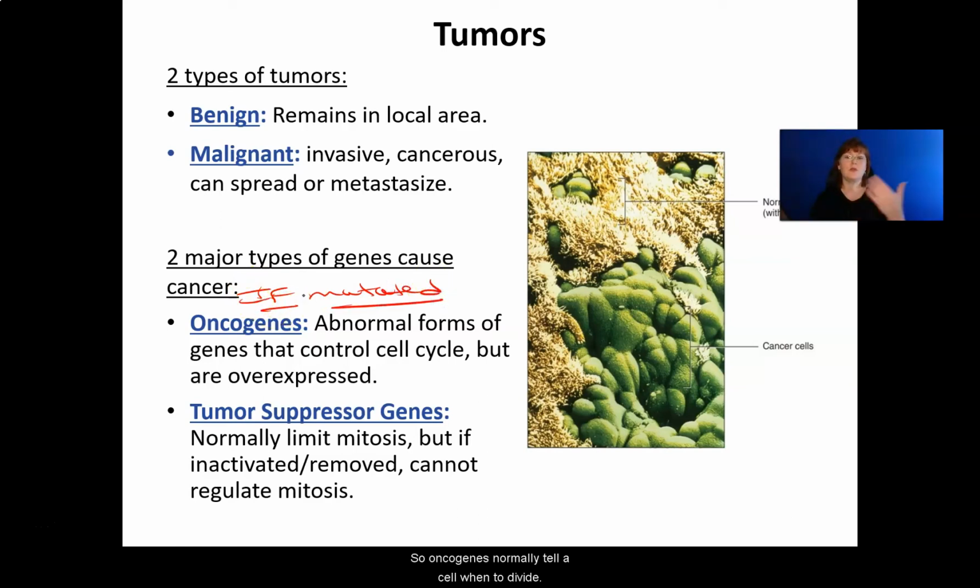Oncogenes normally tell a cell when to divide. If they get mutated, they potentially can tell it to divide when it shouldn't. And tumor suppressing genes tell the cell to stop dividing. If they are mutated, potentially that can cause a cell to continue to divide when it's not supposed to.